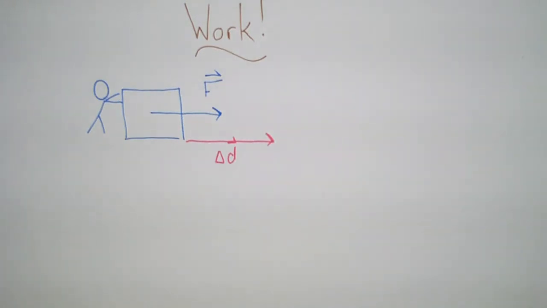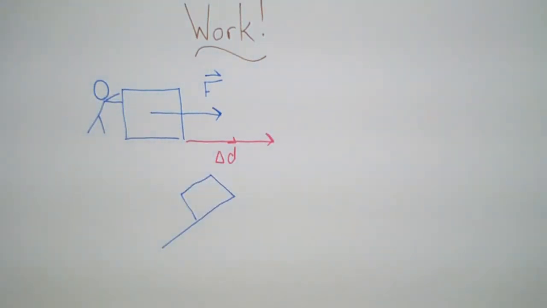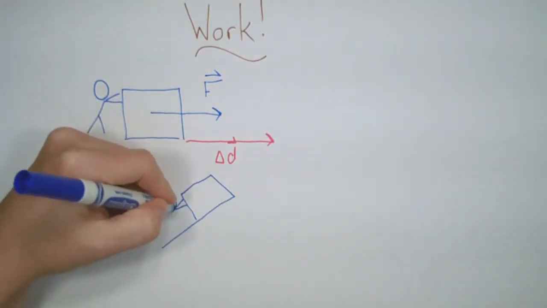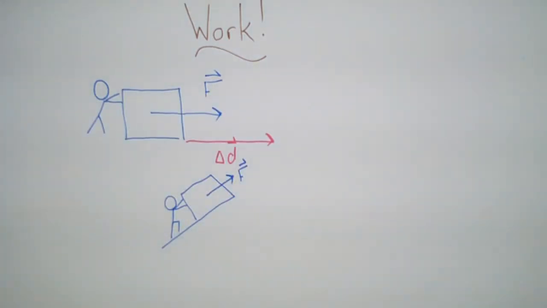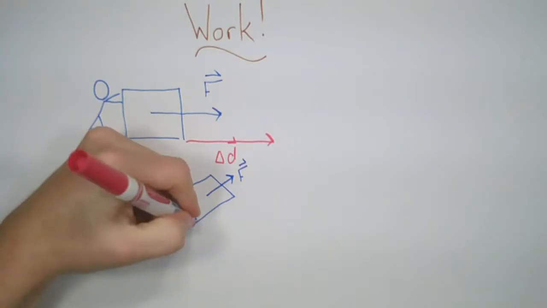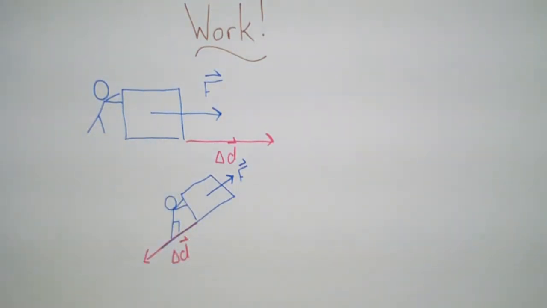Another situation that we could look at would be placing a crate on a ramp. If the crate's on the ramp and we wanted it to go down the ramp at a constant speed, one of the ways that we could do this is we could apply a small force up the ramp. This would allow it to slide down the ramp, and we can see in this case the force and the displacement are in opposite directions.